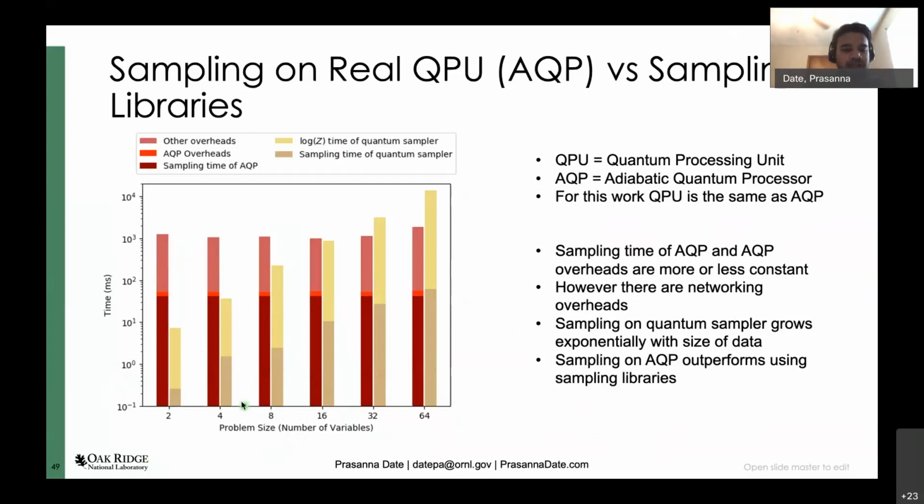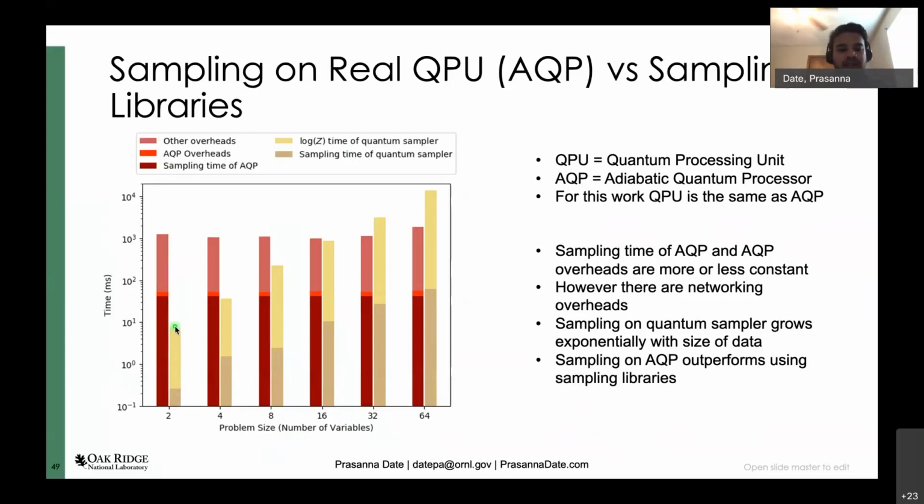So as we increase the number of variables, initially the simulator, which is running on a classical computer, is faster than actually sampling on the quantum hardware. And that is because of the overheads involved. Like the D-Wave is in Canada, we have to send data to Canada and get the data back. So we have incorporated all those times into this.